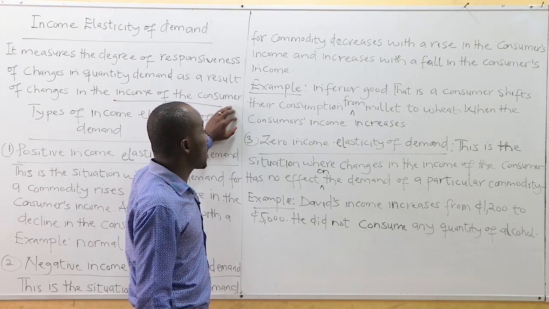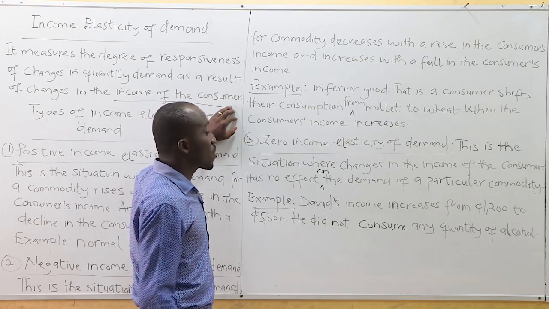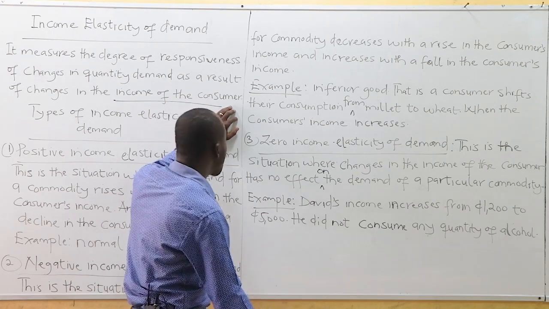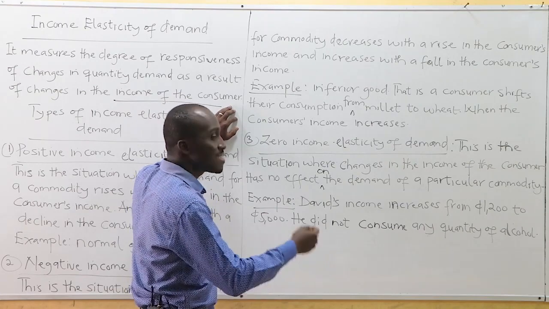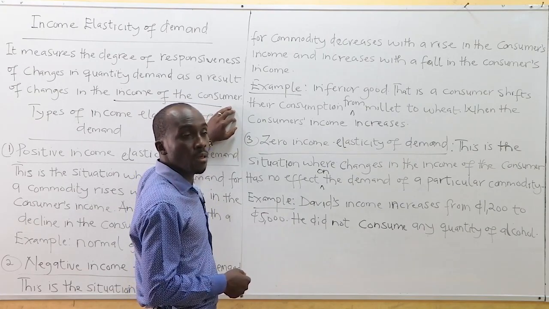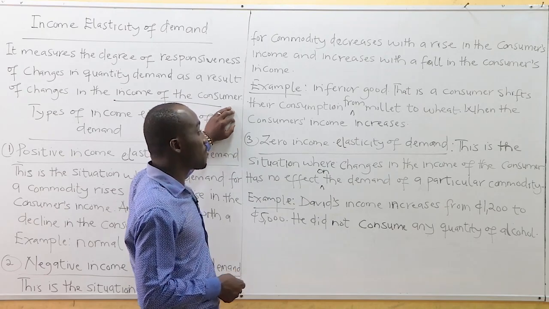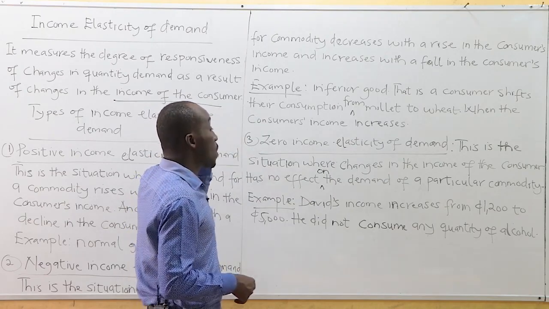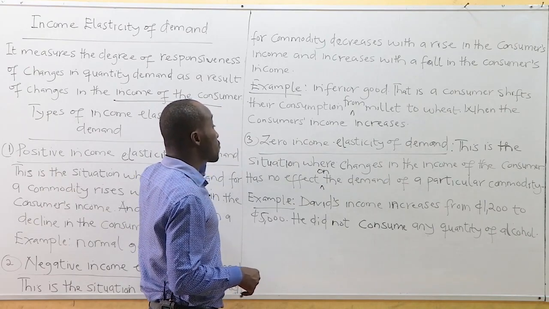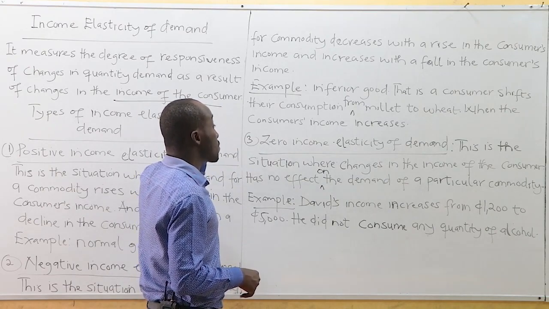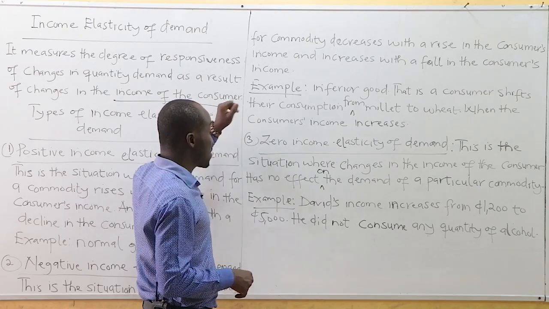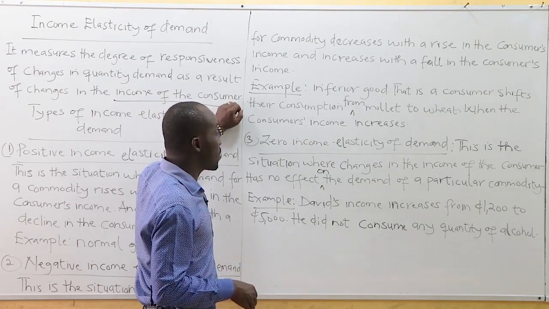So here we are talking about where the consumer, when the income increases, buys less. And whenever the income falls, he buys more. And these goods are inferior goods. You see, the consumer shifts consumption from, for example, millet to wheat when the consumer's income increases.